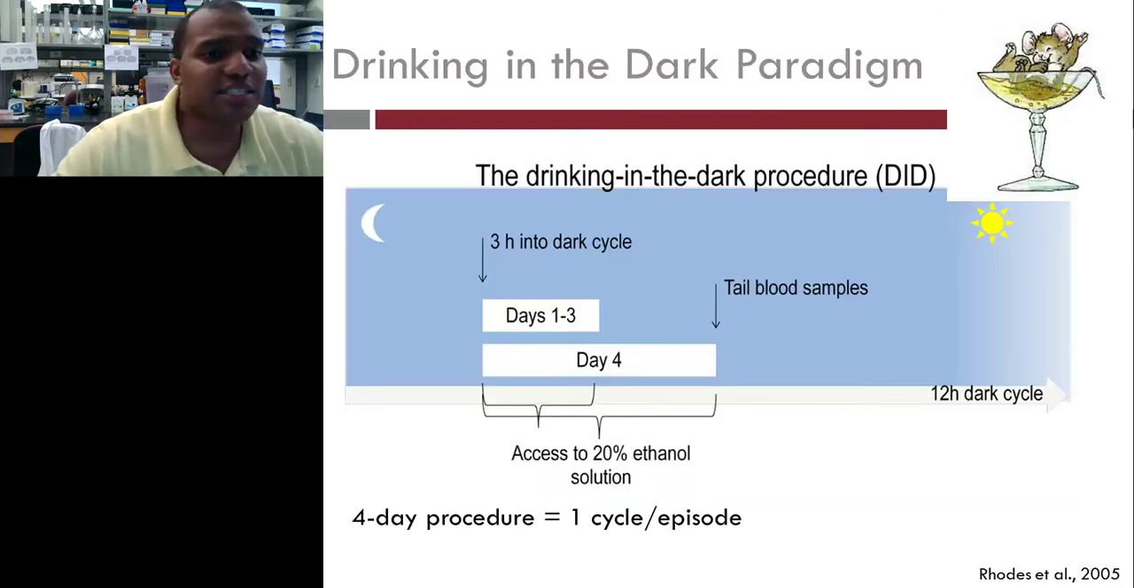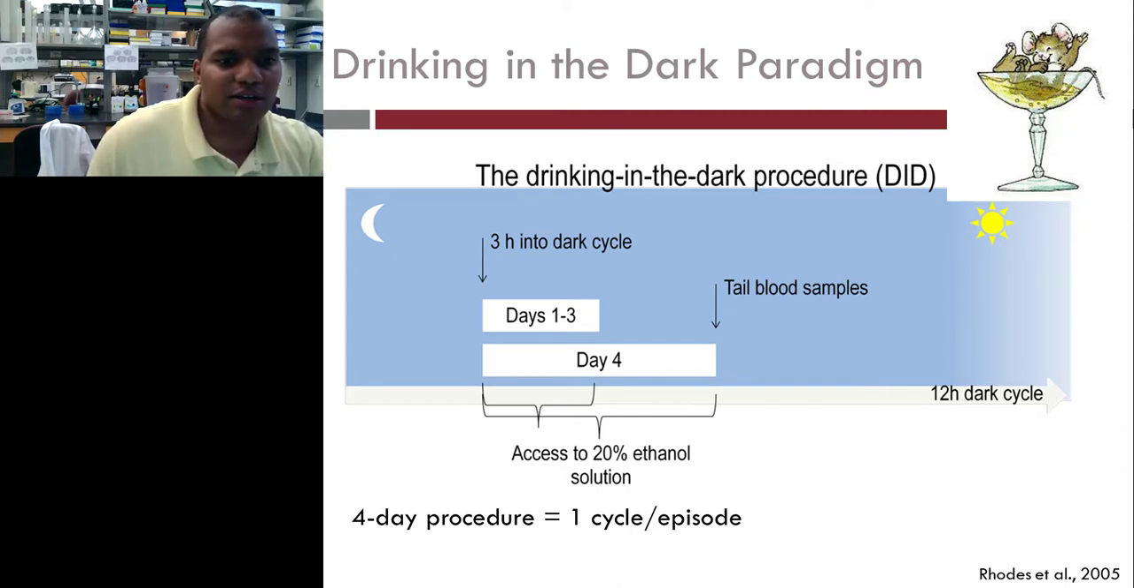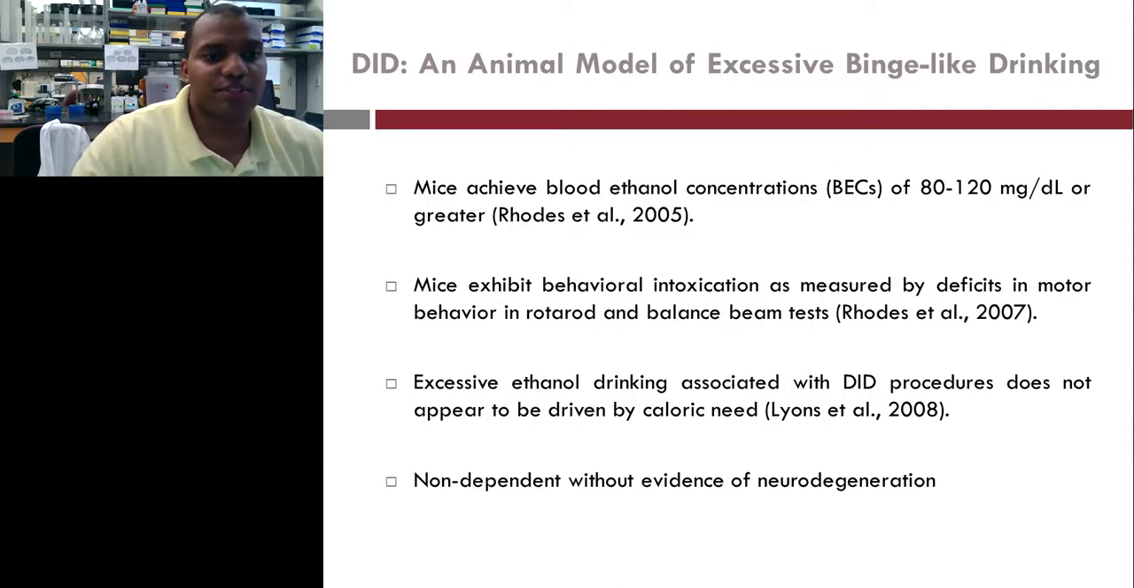And so the way that I study that is by using a paradigm known as the drinking in the dark model. And in this model, we give mice access to alcohol for 4 days straight. 3 hours into the dark cycle, they are given access for 2 to 4 hours, depending on the paradigm. But importantly, when they have access to this alcohol, they consume it themselves.